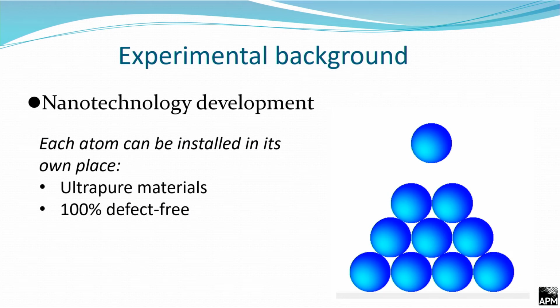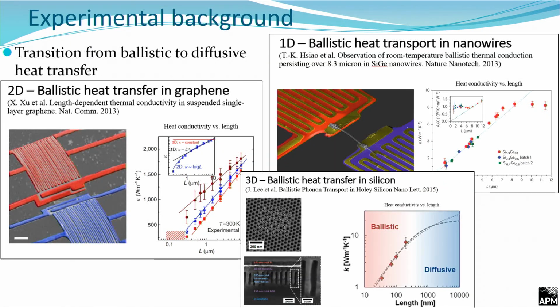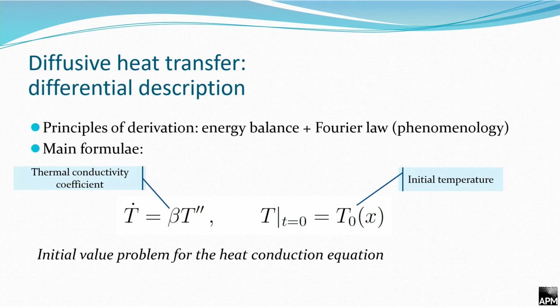The background why this is very actual nowadays is because due to nanotechnology development, we are able to construct materials which really have each atom in its place. And in this case, ballistic heat processes appear to be much more prominent than was thought about them before. Here you can see examples of ballistic heat transfer in 1D, 2D, and 3D solids.